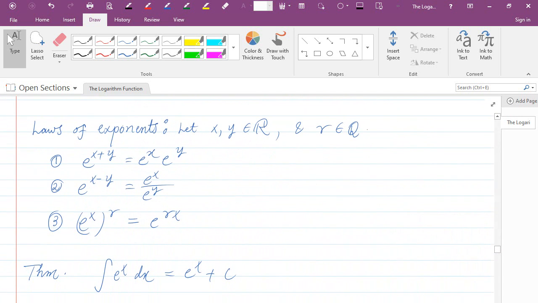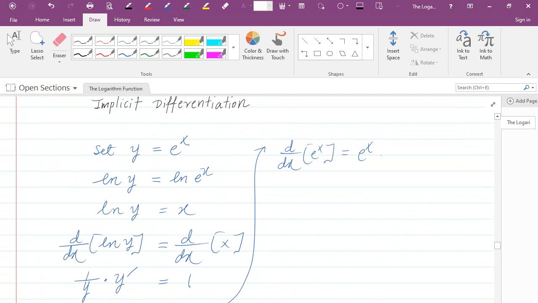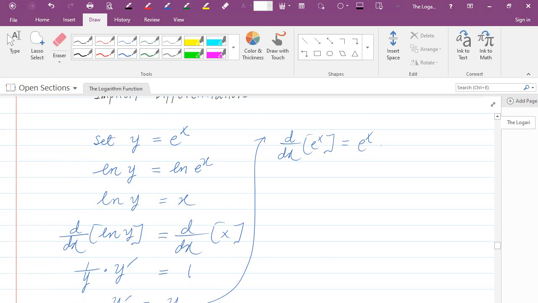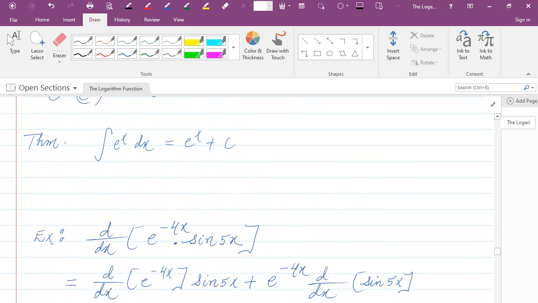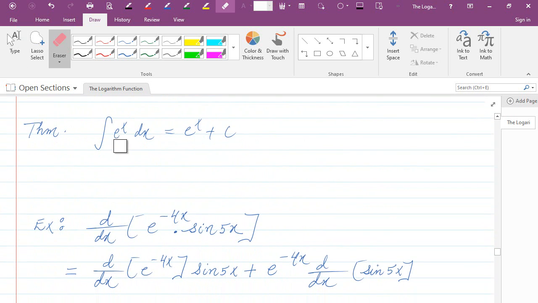All right, so the laws of exponents, you guys are probably familiar with this. So e to the power x plus y is e to the x times e to the y. E to the x minus y is e to the x divided by e to the y. E to the x to the power r is the same as e to the r times x. And because the derivative of e to the x is itself, the antiderivative or indefinite integral of e to the x is e to the x plus c.